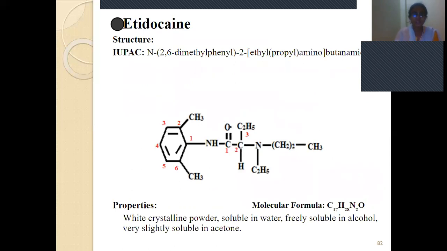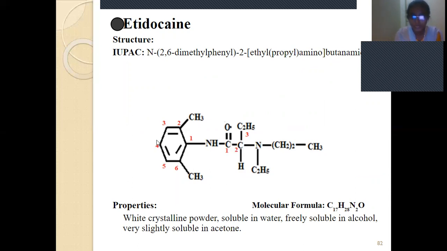So next one, etidocaine. This is the structure, and the IUPAC name is 2,6-dimethylphenyl 2-ethylpropylamino butanamide.